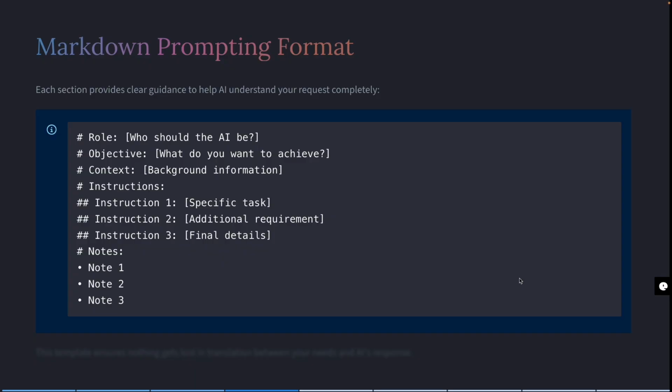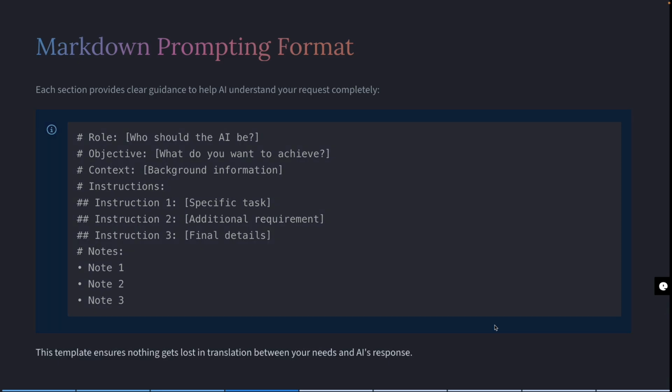Then second is the objective. What do you want to achieve? What is your goal? There is the context: any background information the AI needs to know. Then there is the instruction, the specific steps or actions you want, like a specific task, additional requirements, or final details. And the last one is notes: extra reminders or tips to guide the response. This format helps you break your request into manageable parts so nothing gets lost.